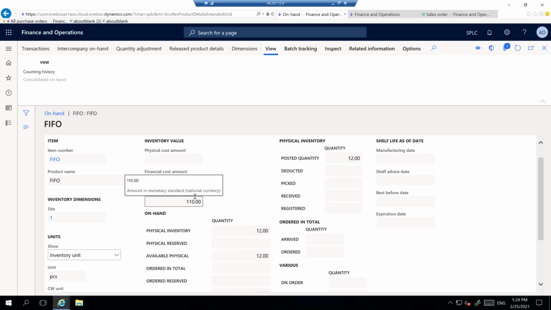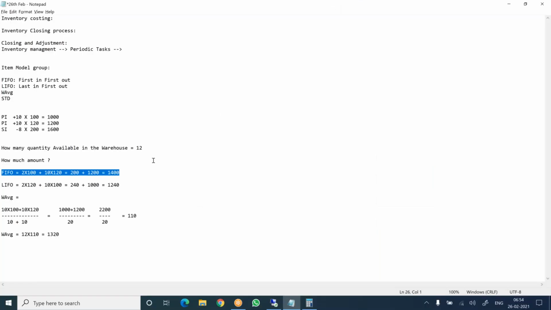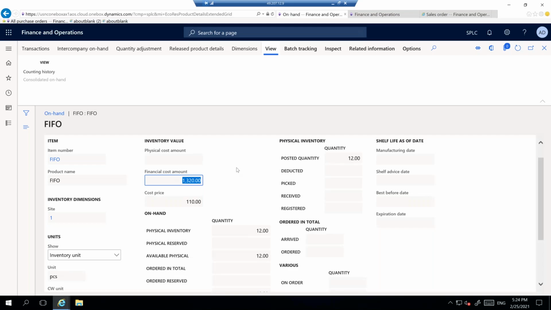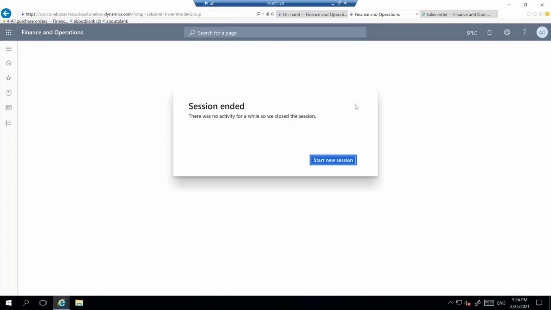So this is wrong. The expectation is if it is a FIFO map, it should be 1400. It should be 1400, but it is calculating weighted average. Now what I have to do? Then we need to run this inventory closing process.